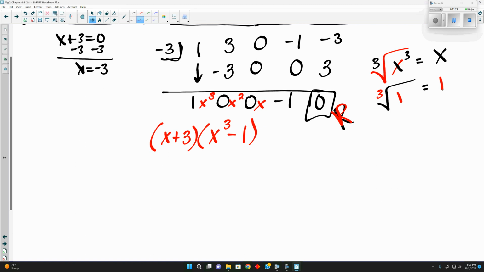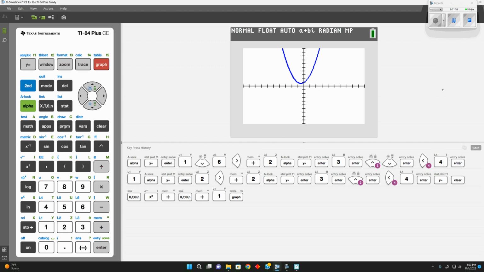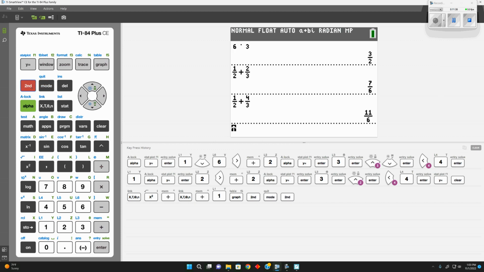And it really doesn't matter what it is. We can take the nth root of 1 and it'll still work.